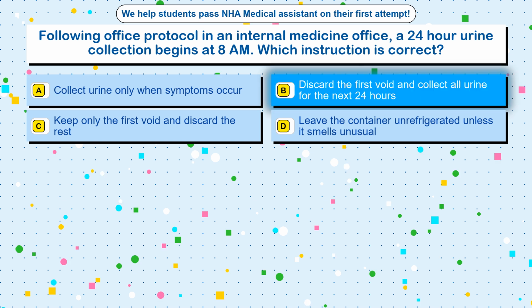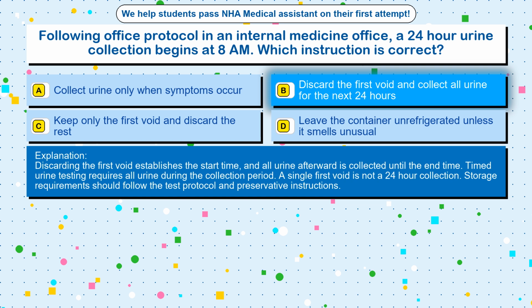The correct answer is option B. Discard the first void and collect all urine for the next 24 hours. Discarding the first void establishes the start time, and all urine afterward is collected until the end time. Timed urine testing requires all urine during the collection period. A single first void is not a 24-hour collection. Storage requirements should follow the test protocol and preservative instructions.